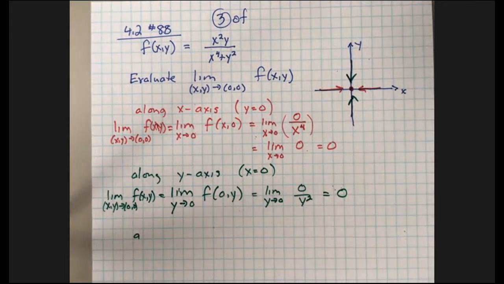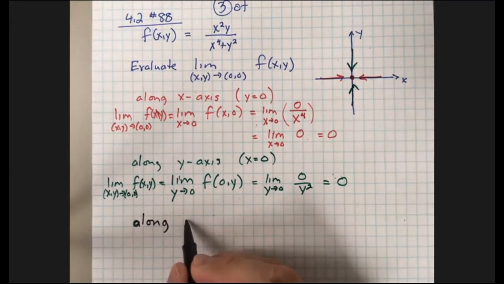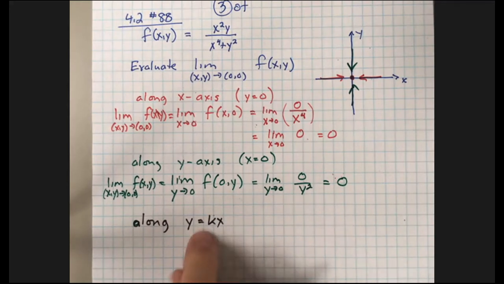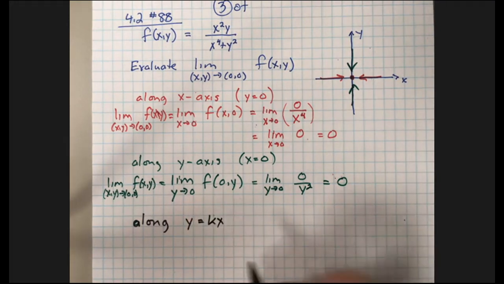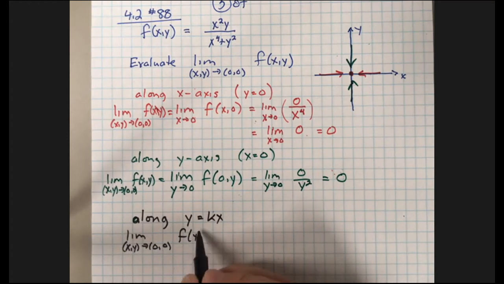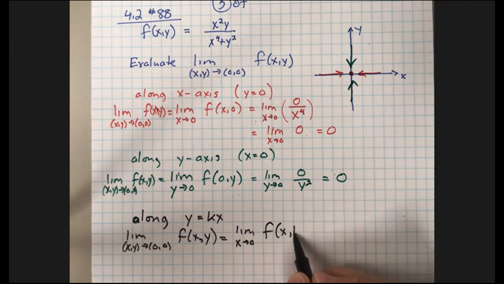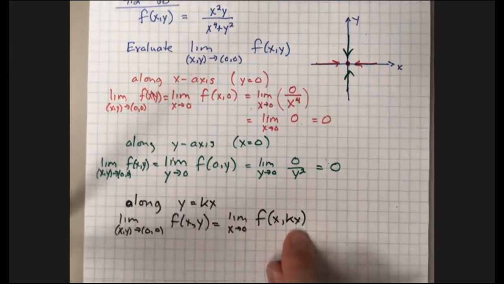Let's try one more. Let's try along any line, not just horizontal or vertical lines. This is any line. Well, I don't have the vertical line. A vertical line isn't represented by y equals kx, but a vertical line was represented by this green calculation right here. So now this limit as x and y go to 0, 0 reduces to the limit only as x goes to 0 of f of x and kx. I'm kind of parameterizing how I look at that function.